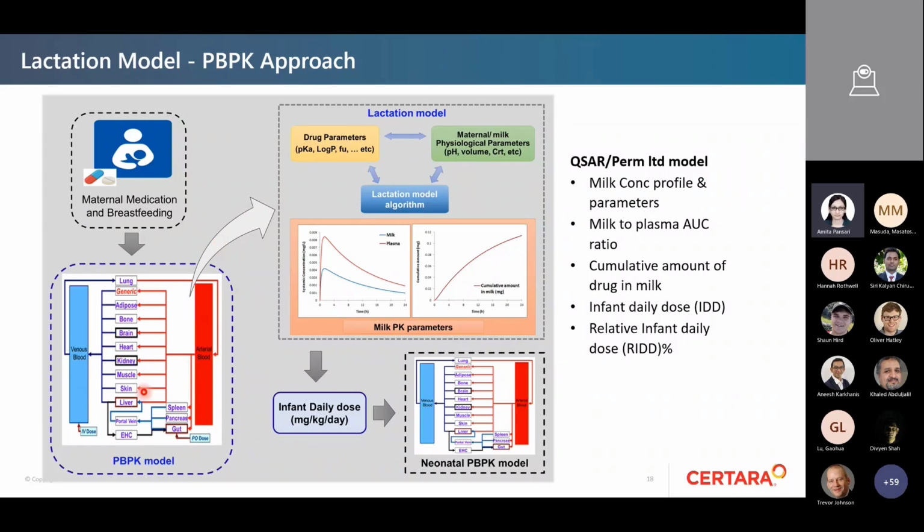So overall, the PBPK model is linked to the milk lactation exposure model, where the algorithm is either a QSAR model or the permeability-limited model, which we'll see next.